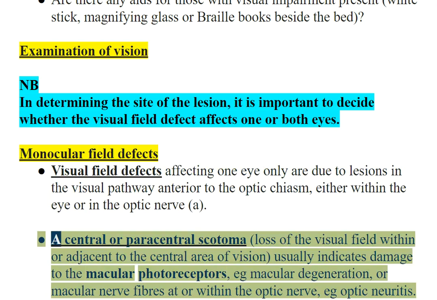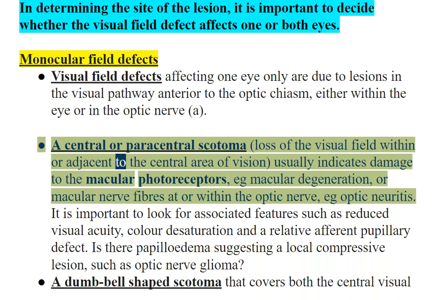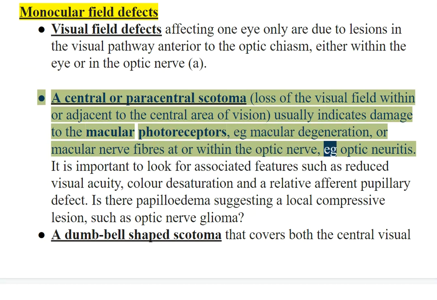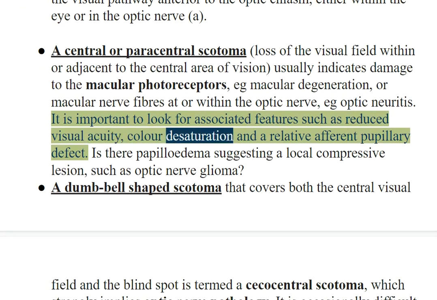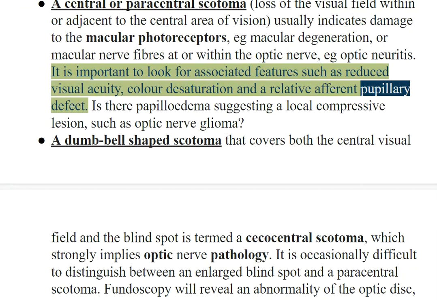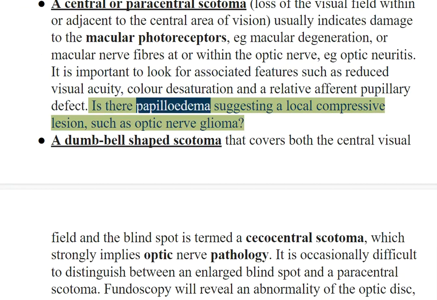A central or paracentral scotoma, loss of the visual field within or adjacent to the central area of vision, usually indicates damage to the macular photoreceptors, e.g. macular degeneration, or macular nerve fibers at or within the optic nerve, e.g. optic neuritis. It is important to look for associated features such as reduced visual acuity, color desaturation, and a relative afferent pupillary defect. Is there papilloedema suggesting a local compressive lesion, such as optic nerve glioma?